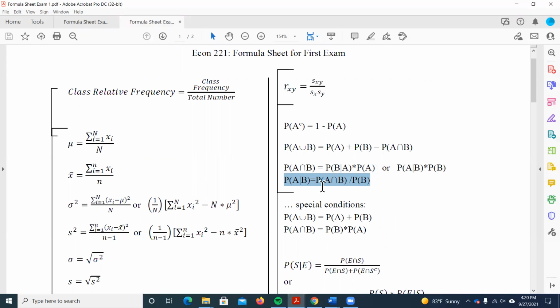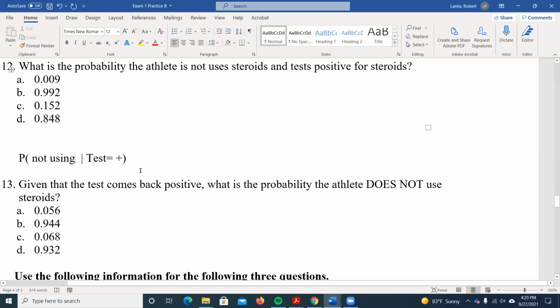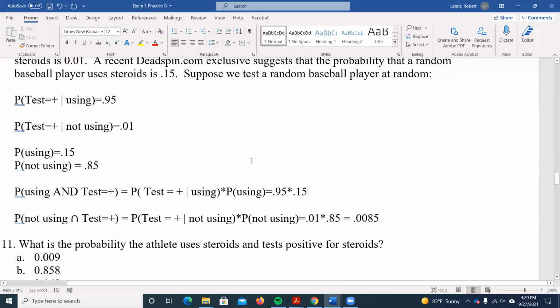If I try to write this one out this way, I'm going to run into a problem. I'll show you that first, and we'll see why we can't do that. So not using, and the test comes back positive, and then we'll divide by the probability of what we conditioned on, which was that the test comes back positive. So if I look here, do I just have the probability a test comes back positive? No, I only have conditional probabilities that the test comes back positive. If you tell me that someone's using or not using, then I can tell you the probability the test comes back positive. But if you just say, if I choose a person at random, what's the probability? I don't know from the information I was given.